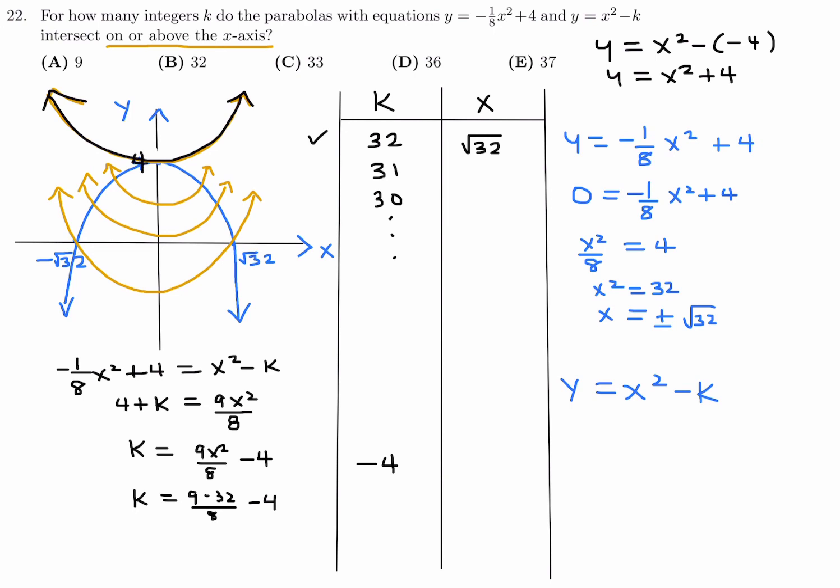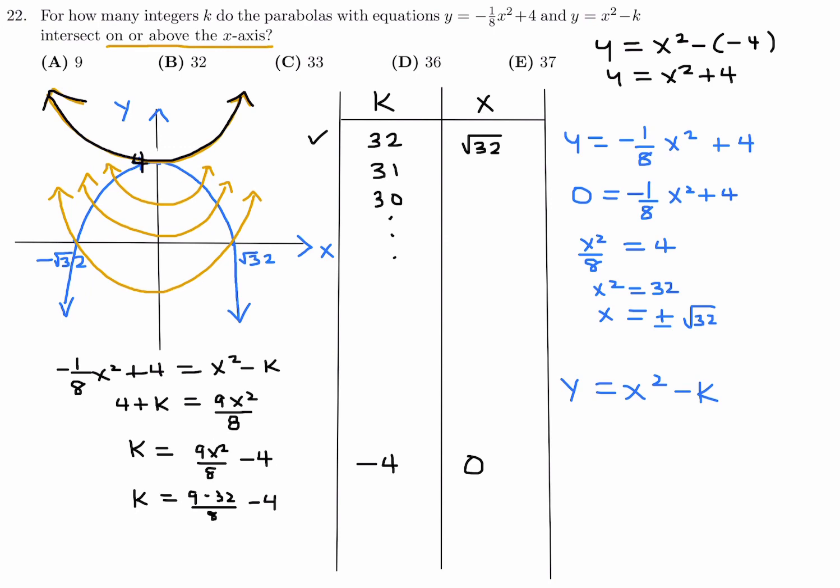Okay, so minus 4 is the very last one, and just if you're wondering, the x value when k is minus 4 will be 0. You can use this equation to figure that out.